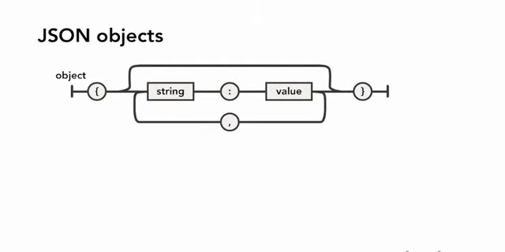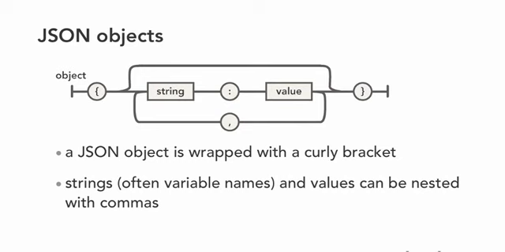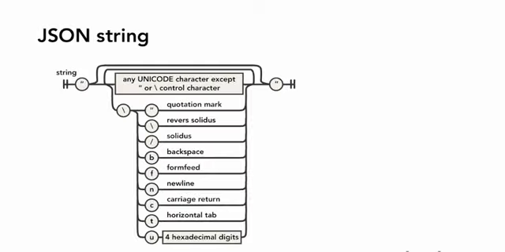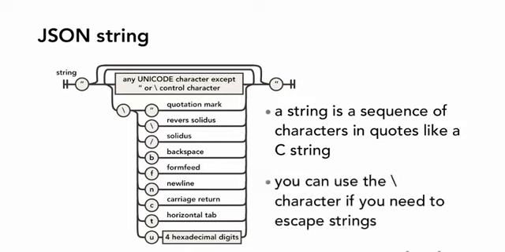The most basic type of JSON data is a JSON object. It's simply text wrapped in curly braces. Inside, they have a string, usually a variable name, and a value separated by a colon. You can specify more than one element in the object by separating them with commas. So the string on the left is usually a variable name, but it's pretty much like a standard C string. If you need to escape a character, you can use the backslash.